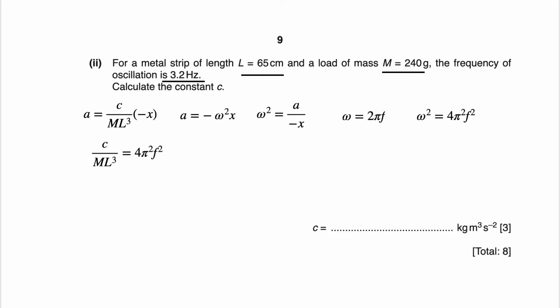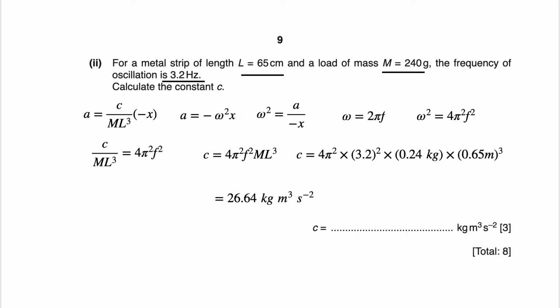The constant c. So I'm going to rewrite this equation for c, making c the subject: 4 pi square f square ml cube. All the information we have, just replace it. But mass is given in gram, so for SI unit we have to change it into kilogram. Also length is given in centimeter, that we have to convert into meter. If we do the calculation, then what we get is 26.64 kilogram meter cube second power minus 2. This is c. Write the answer and then we can go for the next question. As simple as it is.